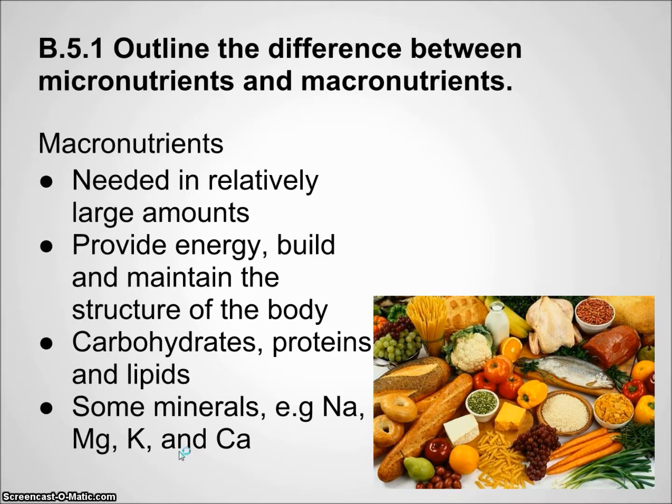Now, what exactly does that mean? Well, macronutrients are primarily used to build our bones and skin and other organs. So, a macronutrient such as calcium is used to help create stronger bones for our bodies. Just a couple examples of macronutrients: there are only a few minerals that are macronutrients, such as sodium, magnesium, potassium, and calcium. But other foods and things that have macronutrients are carbohydrates, proteins, and lipids.